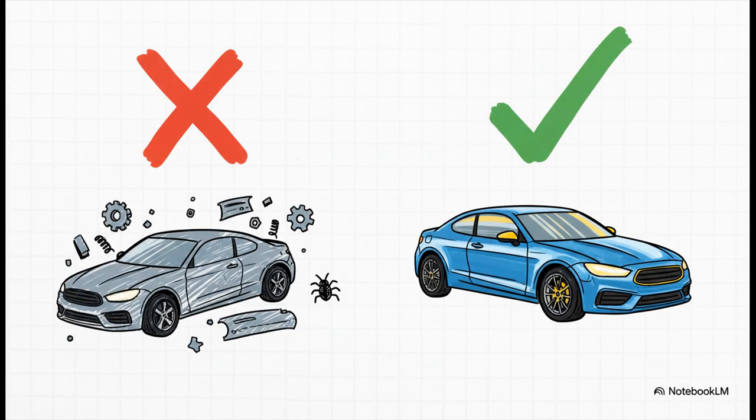First up, initialization, and this is the big one. By using a constructor, you prevent objects from existing in some weird, broken, or incomplete state. You guarantee that every single object you create is valid and ready to be used right away, which helps prevent a whole class of bugs.